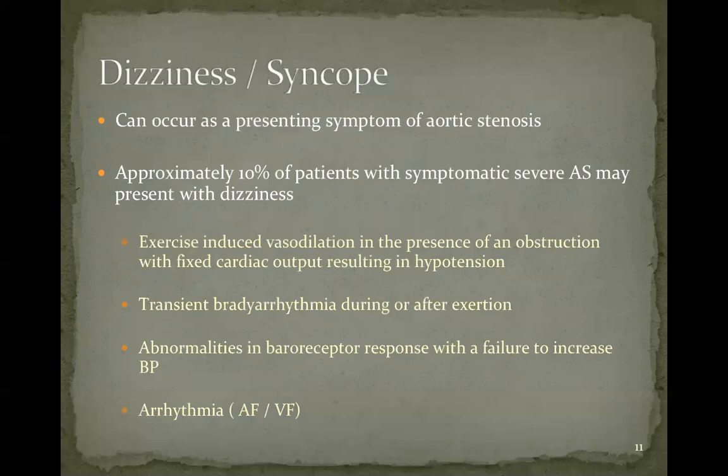There are 4 different kinds of pathophysiology that can explain dizziness and syncope when you relate it to AS. One is exercise-induced vasodilation in the presence of an obstruction with a fixed cardiac output that causes hypotension. The second one is transient bradyarrhythmia during or after exertion. The third one is an abnormality in the baroreceptor response, which causes a failure to increase blood pressure. And the fourth and final possible explanation is patients suffering from atrial or ventricular arrhythmias.